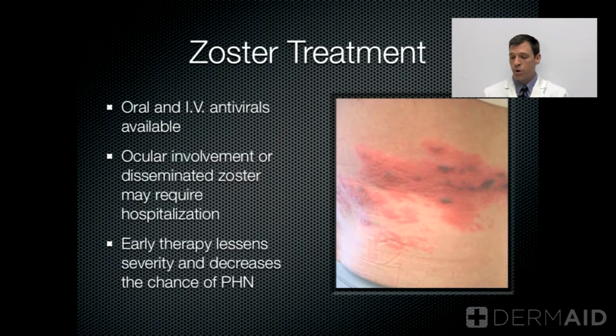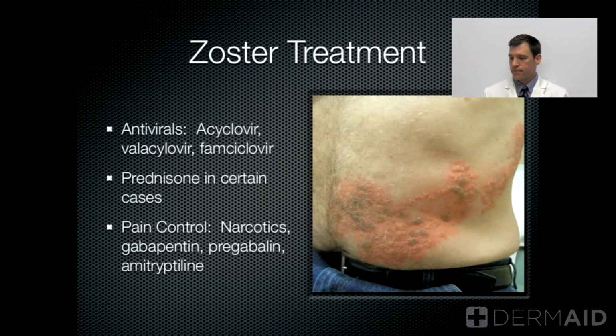Again, early therapy is important because it decreases the severity of the condition, and it also decreases the chance of developing what's called post-herpetic neuralgia, which is persistent shingles pain. That can last for months or in some cases years. Well, what are we going to do about it? Well, antivirals. There are three main antivirals that we use. One is called acyclovir, one is valacyclovir, and one is famciclovir. Usually treatments last for about 7 to 10 days, and these can all be taken orally.